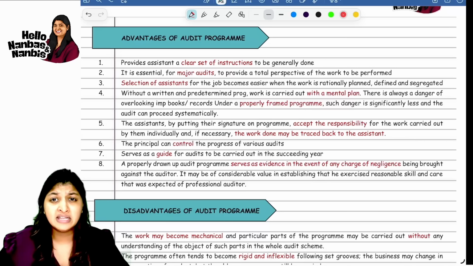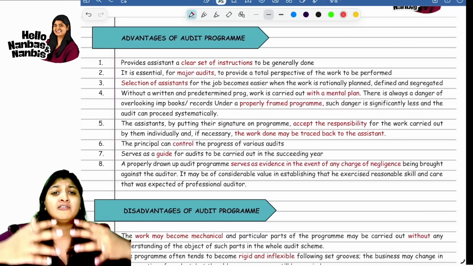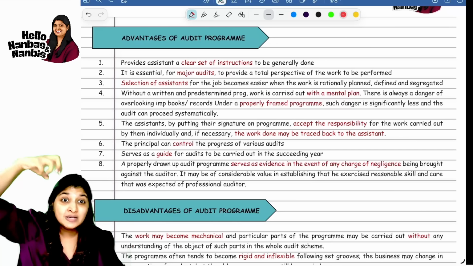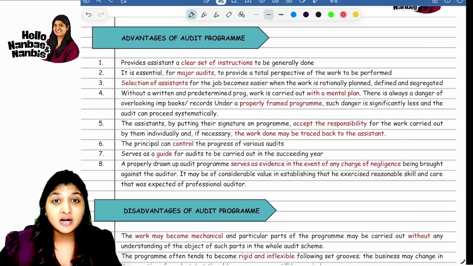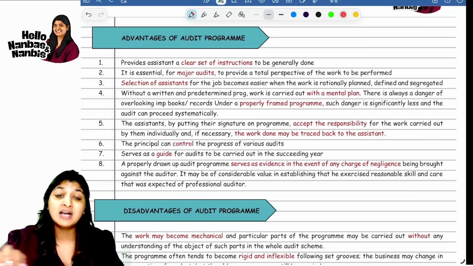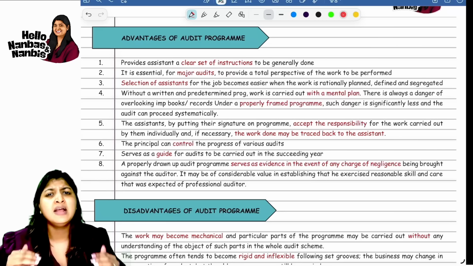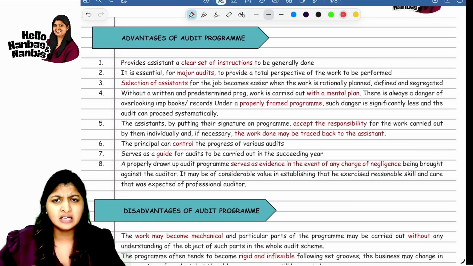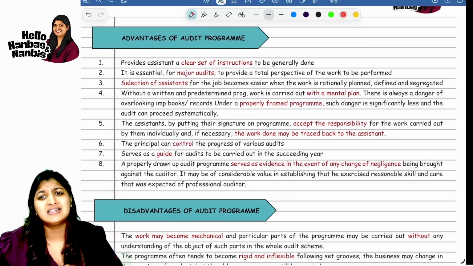When the assistant is putting their signature, they are accepting the responsibility for the work that they are taking, and the principal can control the entire audit by just looking at the audit program as to who has accepted. So I will ask questions to them only. This serves as a guide for the succeeding year, and properly drawn audit program serves as an evidence.